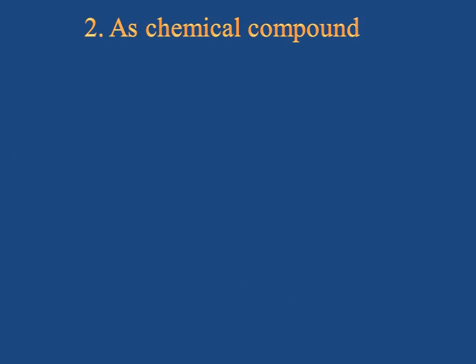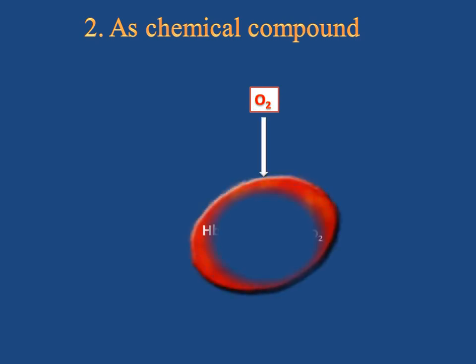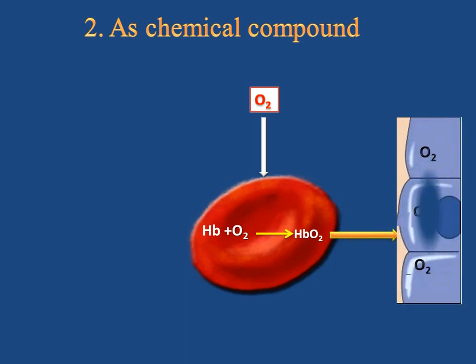As chemical compound, most of the oxygen is transported as chemical compound, where oxygen combines with the hemoglobin of the red blood cells and forms HbO2, oxyhemoglobin. After that, by dissociation, the oxygen can enter into the cell for the cellular respiration process.